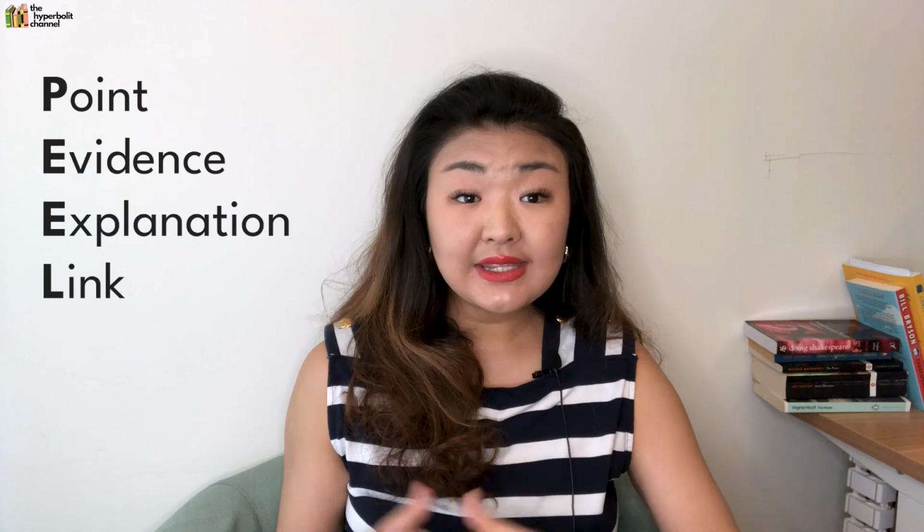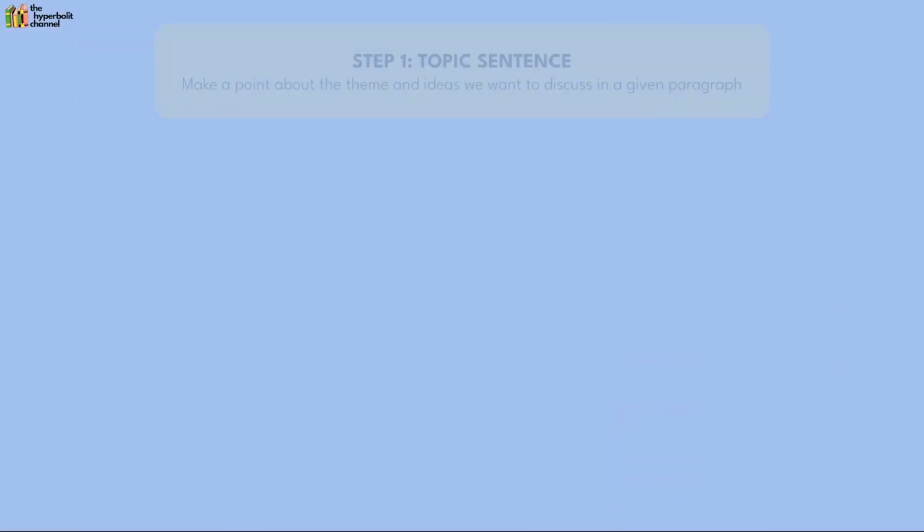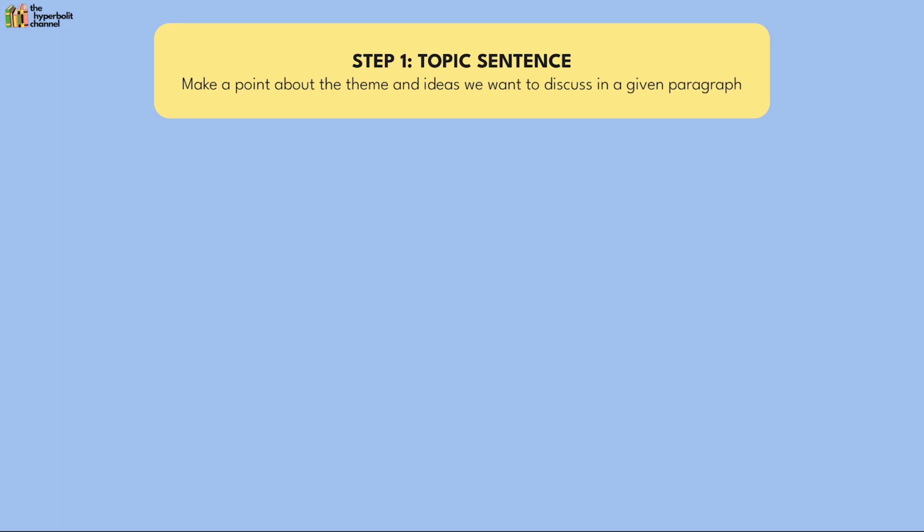So chances are you've probably heard of the PEEL paragraph, which stands for Point, Evidence, Explanation, Link. And this is pretty much the standard formula for any decent lit essay. And if you're not familiar with it, here's the idea in a nutshell. First, we make a point about the theme and ideas we want to discuss in a given paragraph, which is usually expressed in what we call a topic sentence.